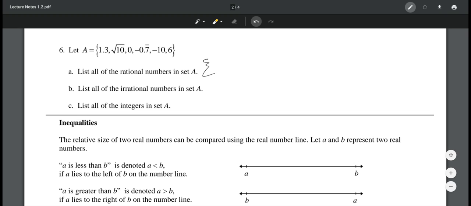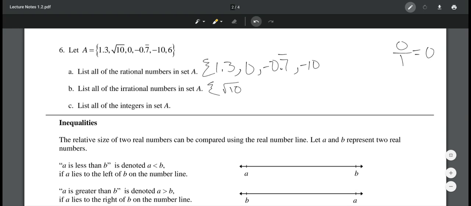So 1.3 is a terminating decimal. The square root of 10 does not terminate. If you were to type in the square root of 10 on your calculator, it would fill up your display. It never terminates, it never repeats, so I'm going to throw it down here in the irrational list. 0 is rational because I can actually write 0 over 1 and it still represents 0. I have a repeating decimal, negative 0.7 repeating. That falls in the rational set.